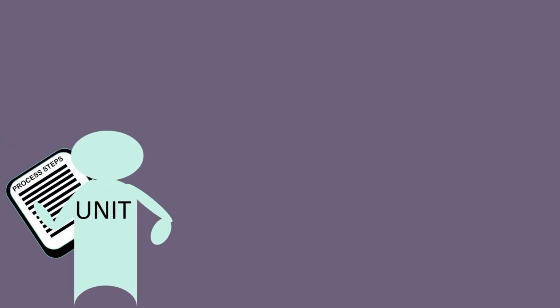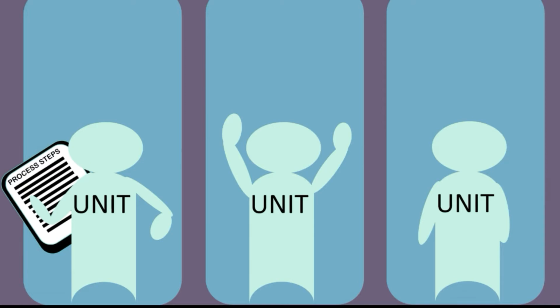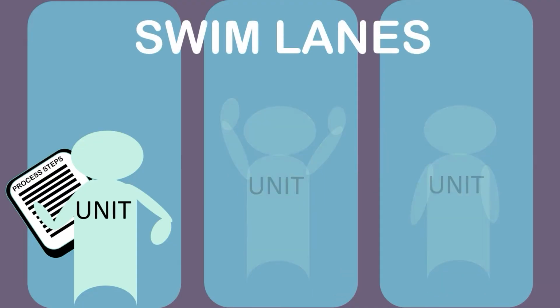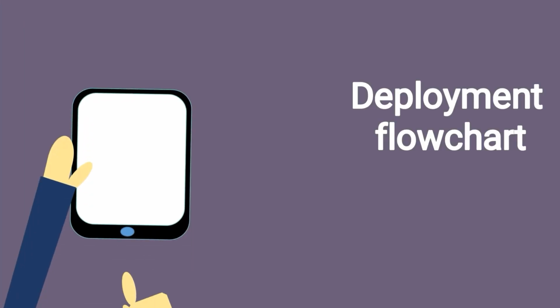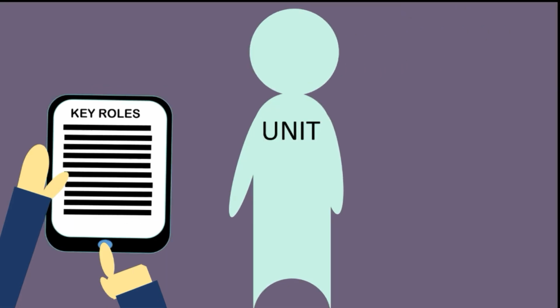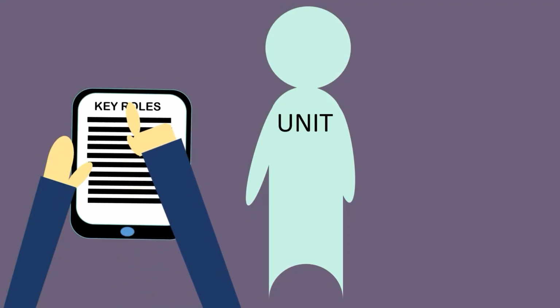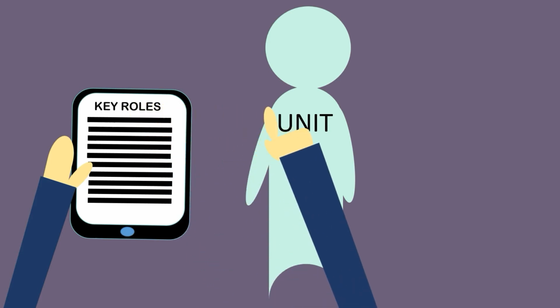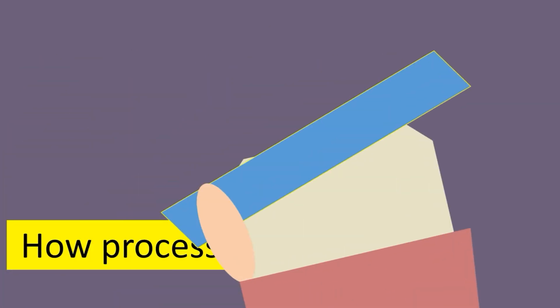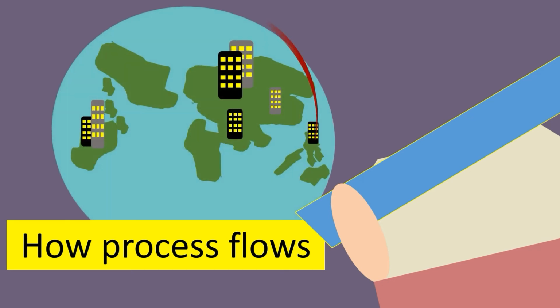The third one is cross-functional flowchart. A flowchart that shows the relationship between process steps and the functional units, responsible for them with swim lanes. It is also known as a deployment flowchart. When to use? To identify the key roles responsible for the process and how they relate to each other. To highlight how a process flows across company boundaries.